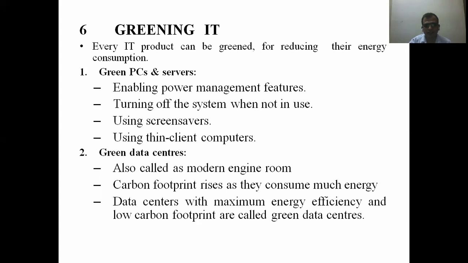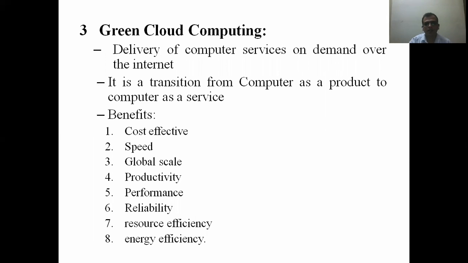Next, green data centers. It is also called the modern engine room. A data center is a centralized location where all the computers and other workstations are connected via LAN or Wi-Fi. It is the place where maximum energy gets consumed, so we have to minimize the energy in the data centers. The carbon footprint rises as they consume much energy. Data centers with maximum energy efficiency and low carbon footprints are called green data centers. When you minimize energy in the data centers, it lessens the power consumption and saves the energy for the future.